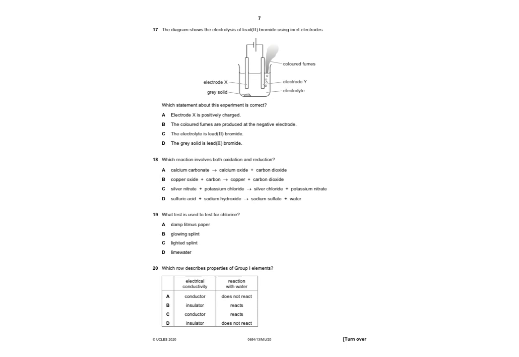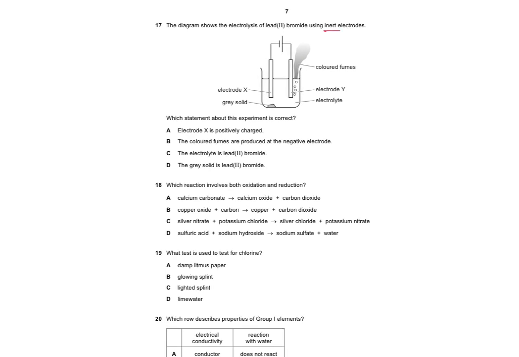Question number 17. The diagram shows electrolysis of lead bromide using inert electrodes. So remember, inert just means unreactive. So something like platinum. Which statement about this experiment is correct? Electrode X is positively charged. Well, bearing in mind we're getting a grey solid here, and we're getting a gas here. Usually gases are negative, so they're attracted to the positive. And usually this looks like it's probably a metal. Okay, and it's lead bromide, so here we've got lead, and here we have bromine gas.